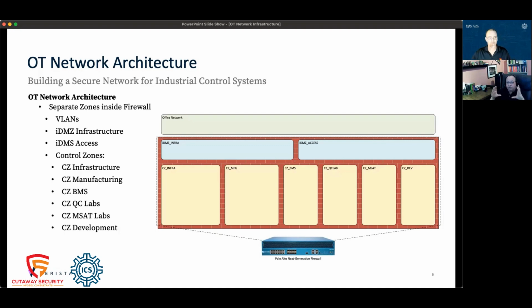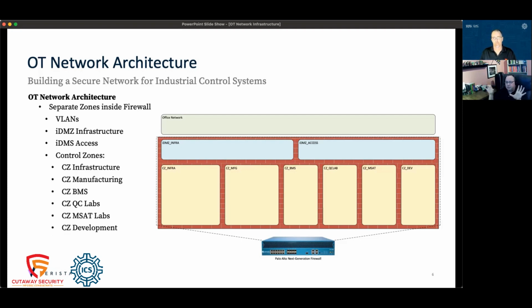You say, Don, you've got your OT firewall in there. How do you set this up? How do you make sure that this is solid? Well, the very first thing that you need is a DMZ, a demilitarized zone. The servers that are in the DMZ can talk to the office network or the enterprise network, and they can talk down to the control zones that are shown below. I separate my DMZ into at least two zones: the infrastructure servers and then the access servers.